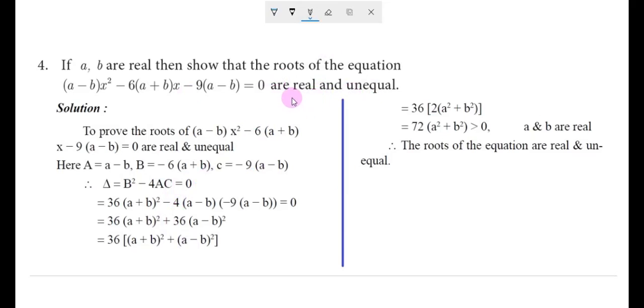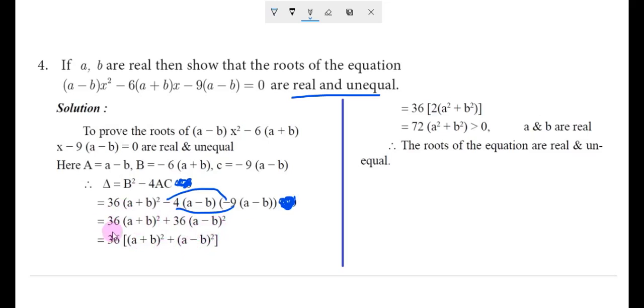Actually, roots are real and unequal, we should find. So equal to 0 won't come here, and there also equal to 0 won't come. Equal to 0 means real and equal. So we should find the del value, whether it is greater than 0, less than 0, or equal to 0. So 36 into a plus b the whole square. Next, minus into minus, plus 4 into 9 is 36, a minus b into a minus b, it is a minus b the whole square.